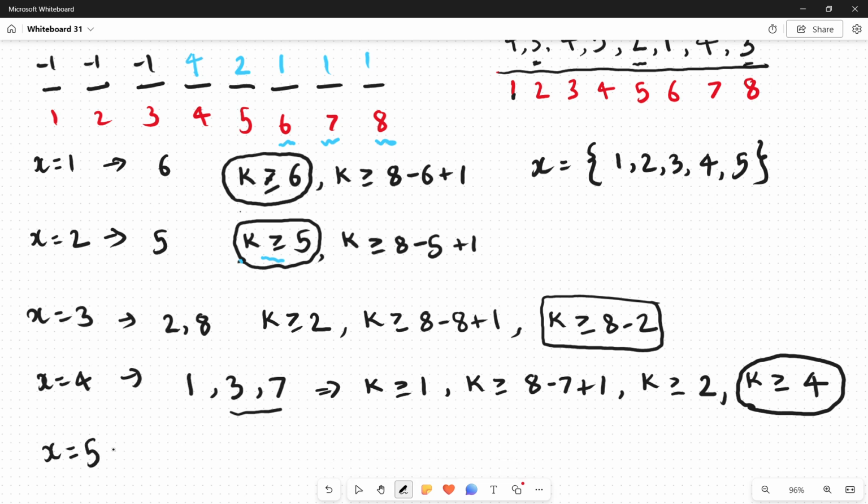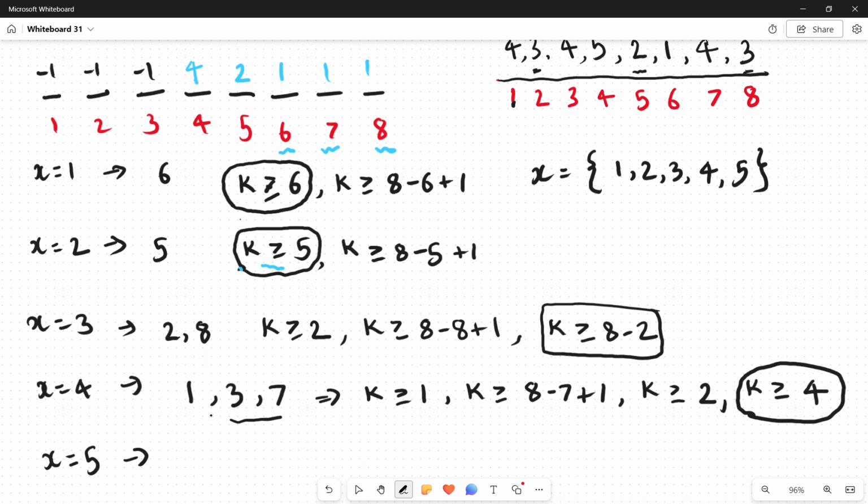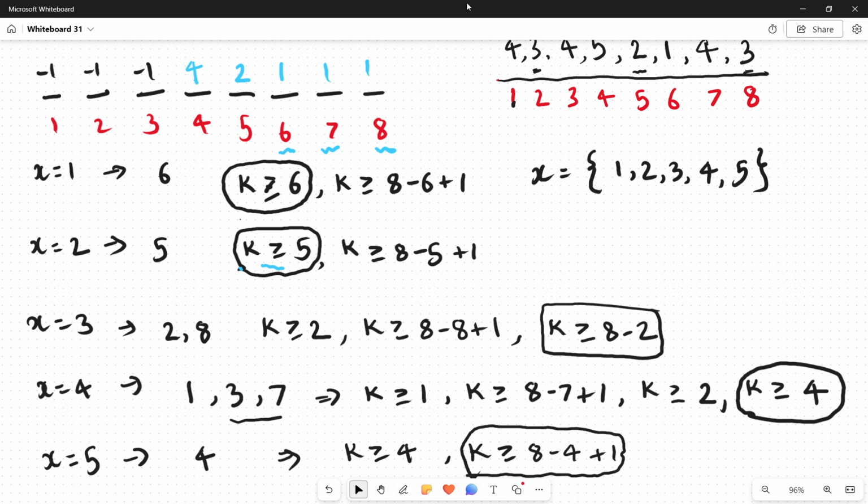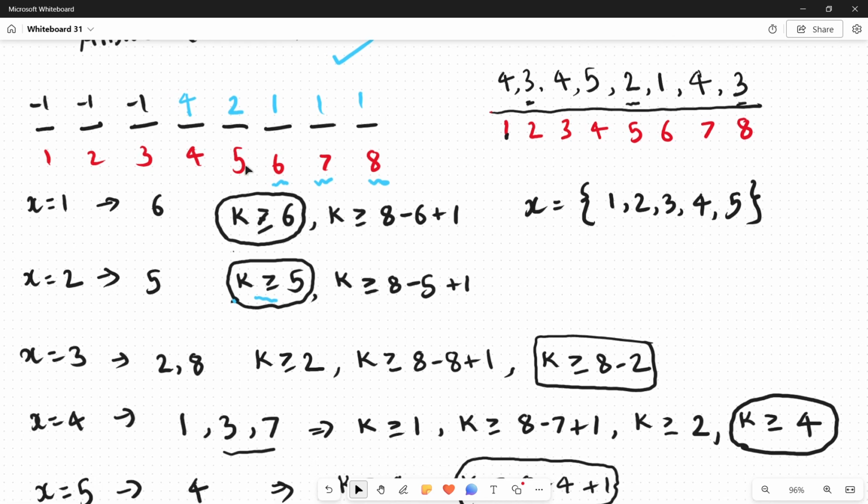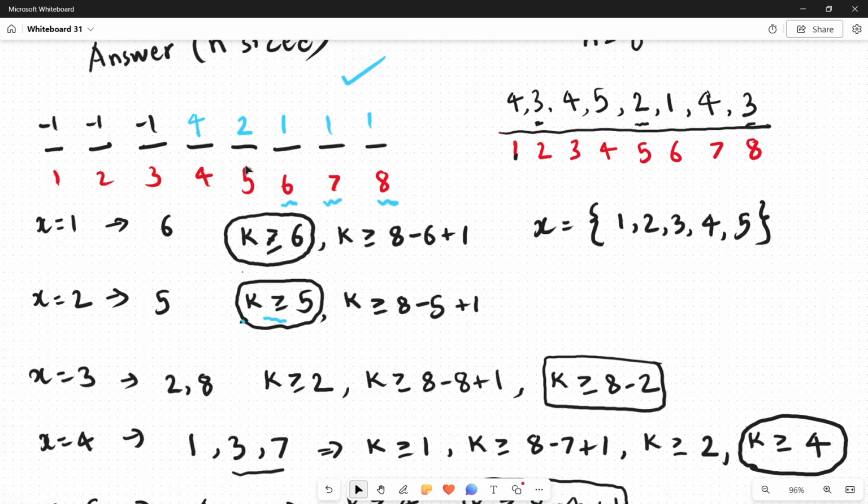Okay, what about x equal to 5? The only index where 5 occurs is 4. So here k should be greater than or equal to 4 and k should be greater than or equal to 8 minus 4 plus 1. So basically this is the intersection, right? k should be greater than or equal to 5. But again, all the values for k greater than or equal to 5 are filled. So basically this will be our answer. This is our final answer.